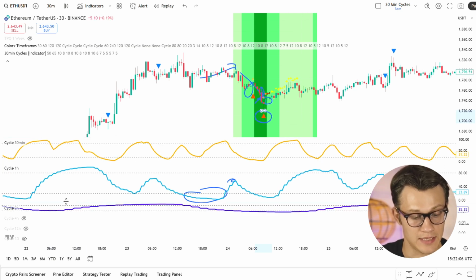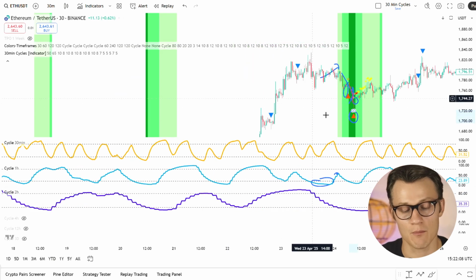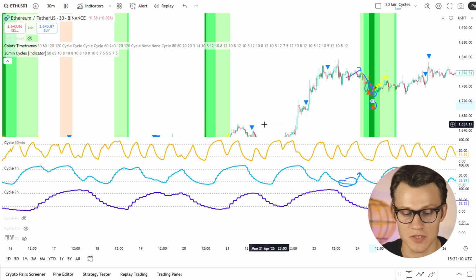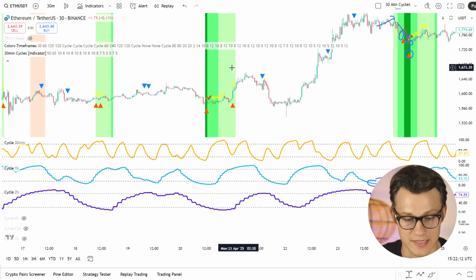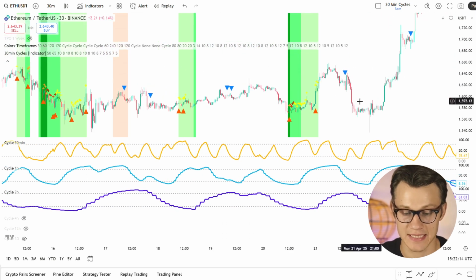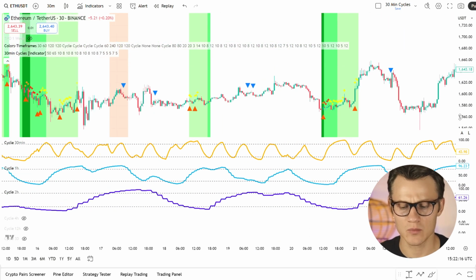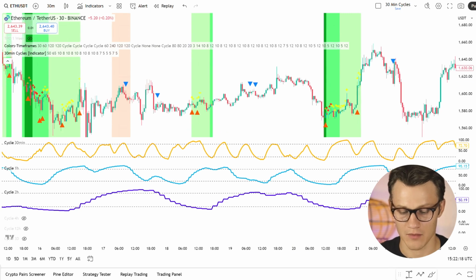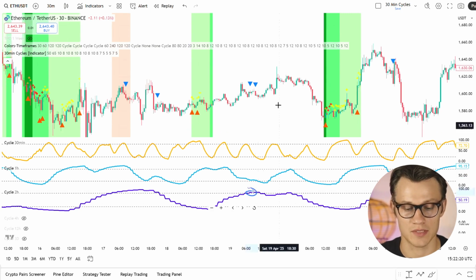2-hour cycle indicator. And the 2-hour cycle indicator, for me, is the most important one. I'm going to zoom out the chart a little bit. I'm going to go to the left once again. You will be able to see that the short signals work particularly well on the 2-hour cycle. Whenever we reach the top on the 2-hour cycle, for example, here or here, it might be a good opportunity to short.